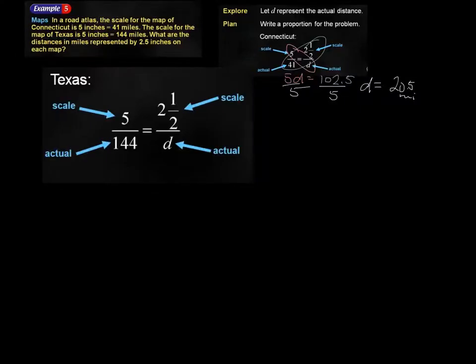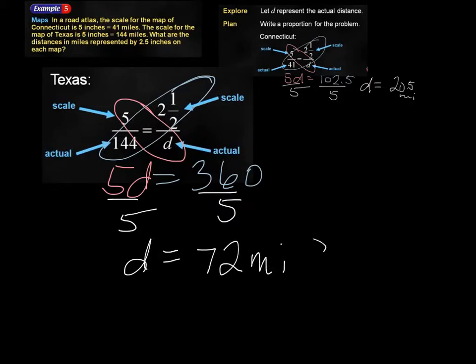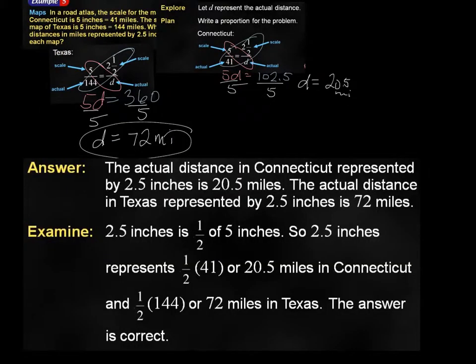Okay, so Texas is almost the same. The only difference is instead of 41, I have 144. So 144 times 2.5 is 360. And then we could divide both sides by 5. And I get D equals 72 miles. Everything's bigger in Texas. So summing it up, the actual distance in Connecticut, represented by 2.5 inches, is 20.5 miles. And the actual distance in Texas, represented by 2.5 inches, is 72 miles.